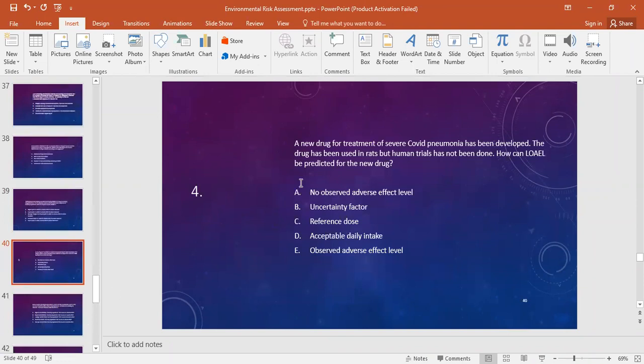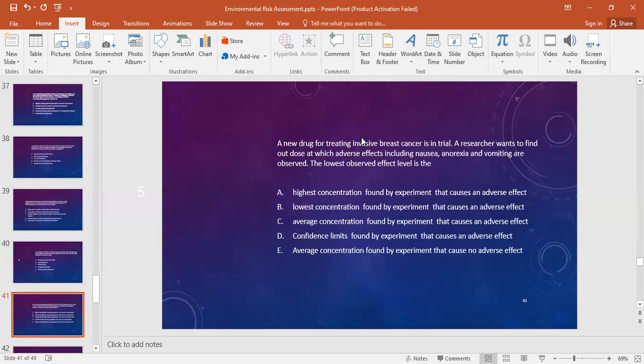A new drug for treatment of severe COVID pneumonia has been developed. The drug has been used in rats, but human trial has not been done. How can the safe level be predicted for the new drug? No observed adverse effect level, uncertainty factor, reference dose, acceptable daily intake, observed adverse effect level. E. B is the right answer, uncertainty factor.